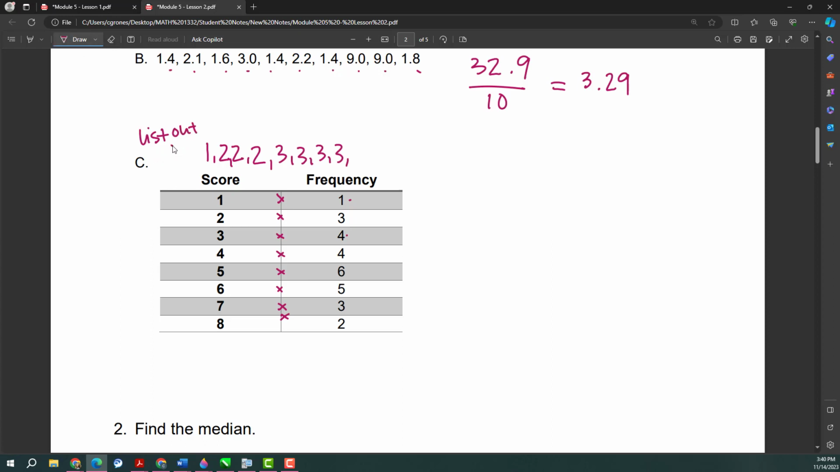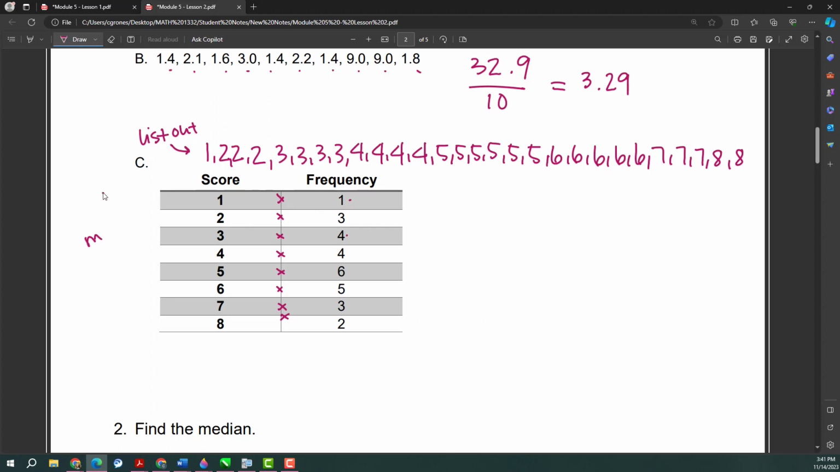Is it 4.71? Yes. So list out: 4, 4, 4, 4. 1, 2, 3, 4, 5, 6. 1, 2, 3, 4, 5. 1, 2, 3, and then 1, 2. And then, like I said, you can do it that way, or you can multiply the table. So list out or multiply.